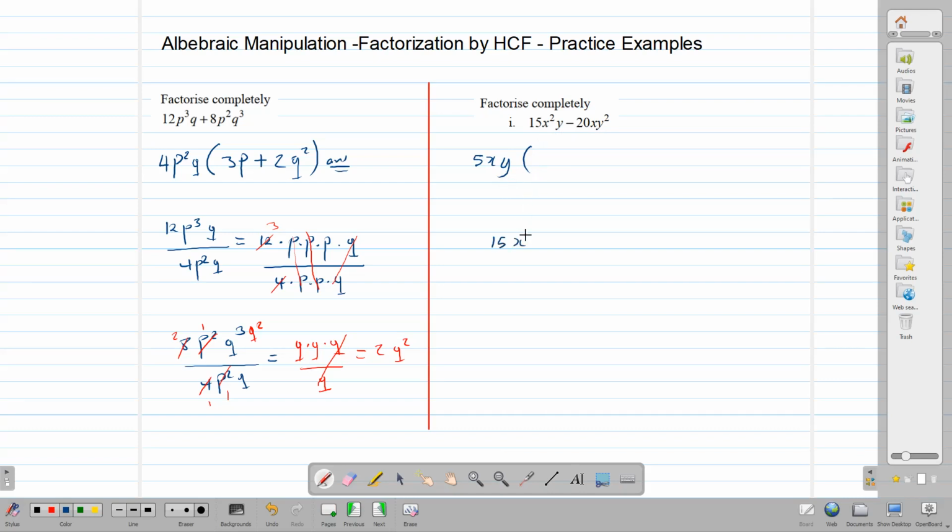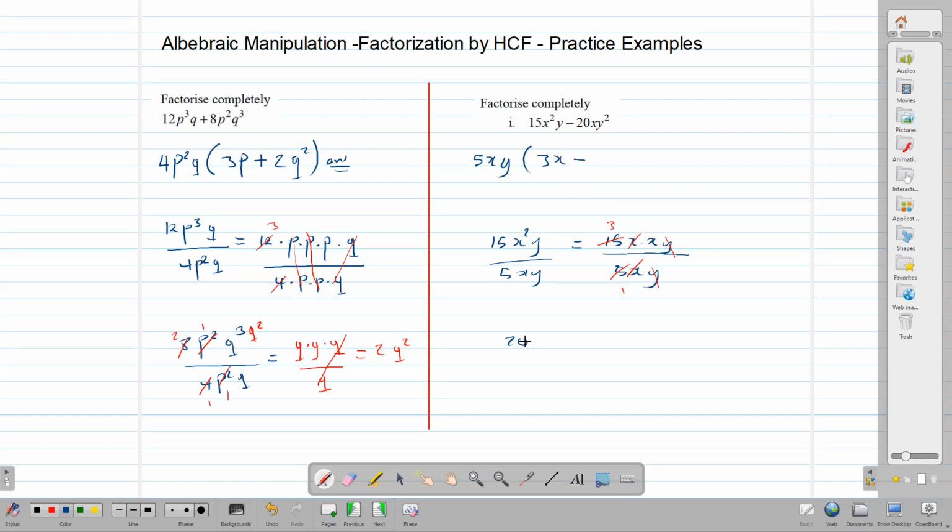So 15x squared y divided by 5xy means, let me write it out, 15xxy divided by 5xy. Now let's cancel out. 5 into itself goes 1, 5 into 15 goes 3 times. Those two x's cancel each other out, and that y cancels out that y, which leaves us with 3x. So we write our 3x in the bracket. Put back our minus sign.